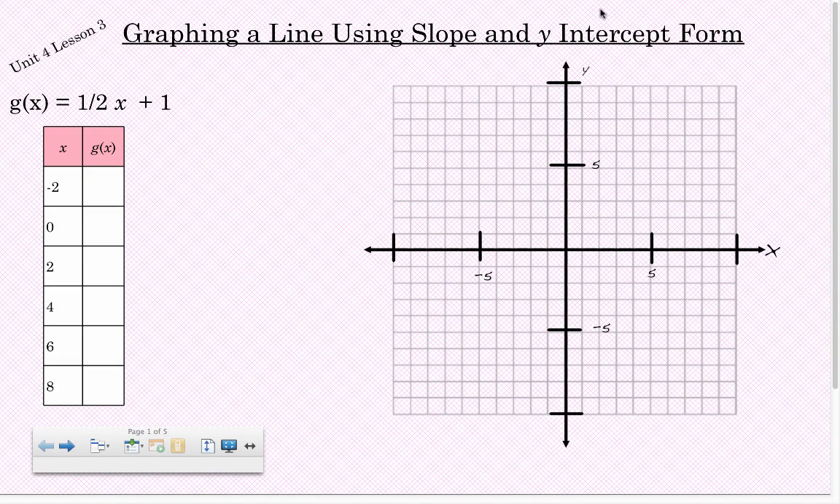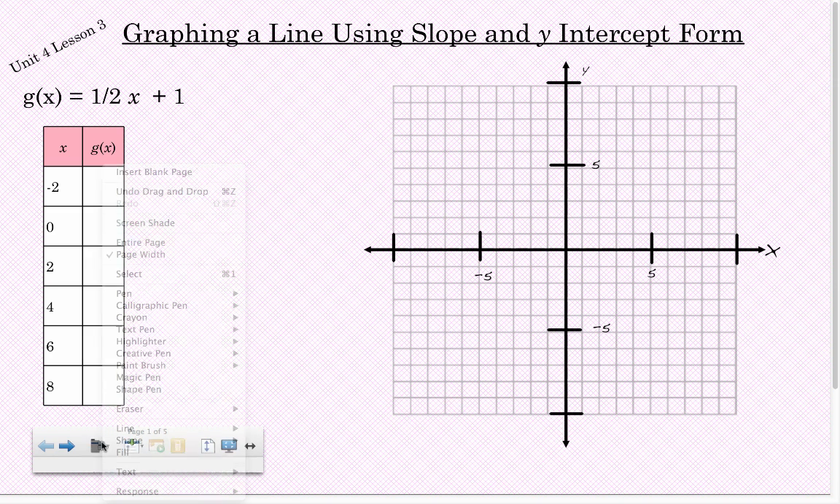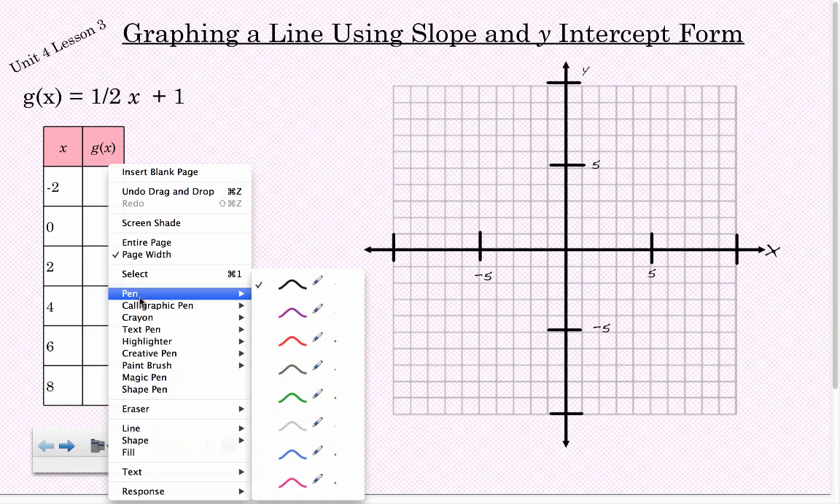We're going to start graphing lines today using the slope and y-intercept form. Now, yes, you have a graphing calculator where you could type this equation in and graph it, but we want to know how to do it by hand because often it's quicker than having to grab the calculator, because it's very simple. So we're going to start here first, and we're going to do it the old-fashioned way.